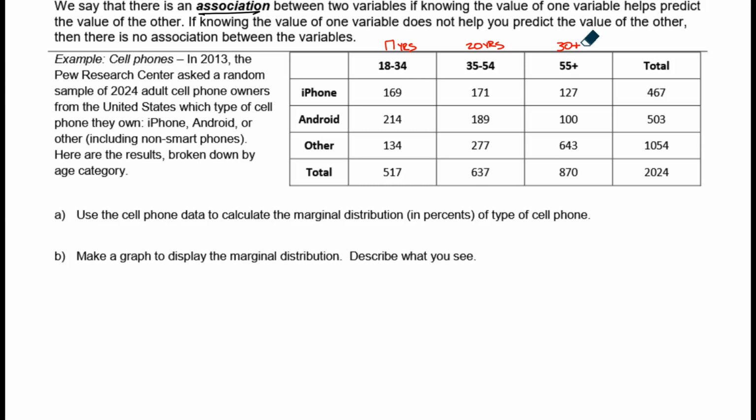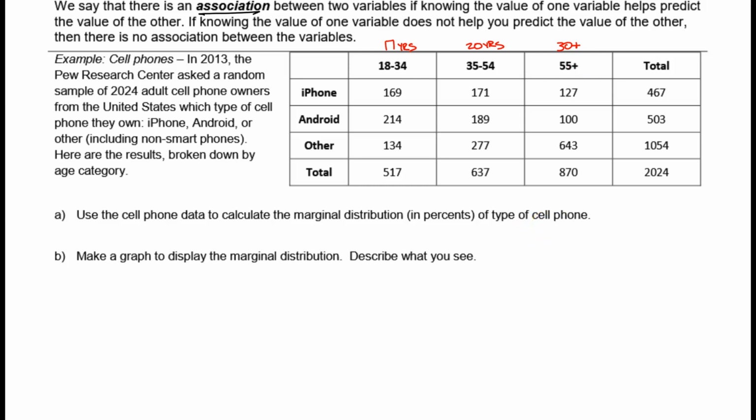So the first question here asks, and again, this is a two-way table. We have two different categorical variables. We have type of cell phone, and then we have age group. Now, age is typically a quantitative variable, but here we're looking at it as a categorical variable because it's an age range. Okay, use the cell phone data to calculate the marginal distribution in percents of type of cell phone.